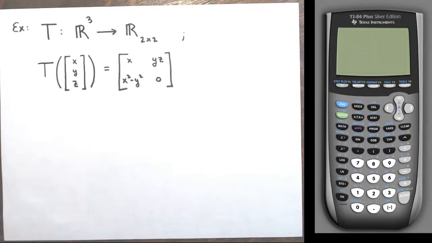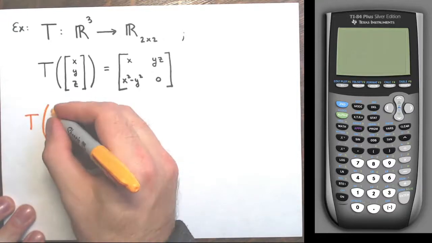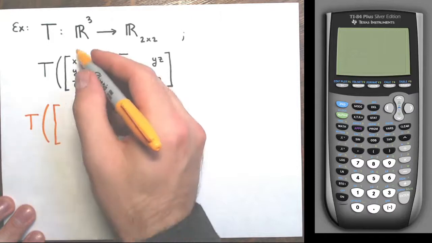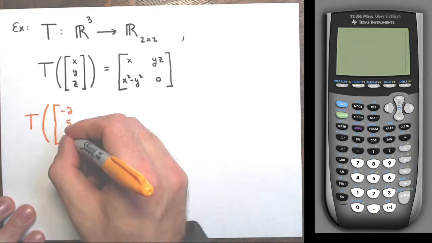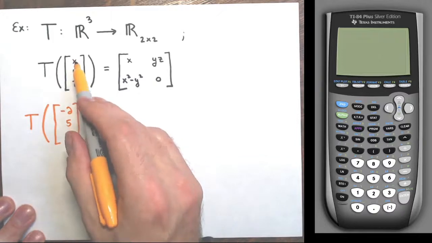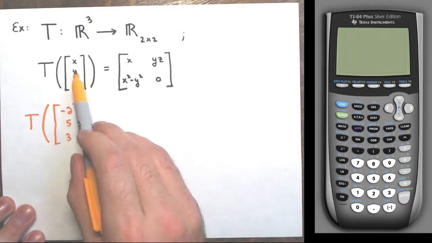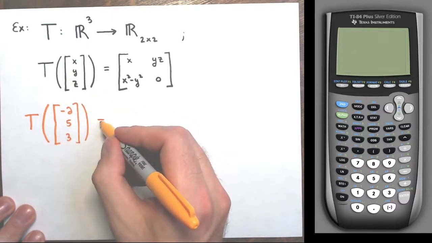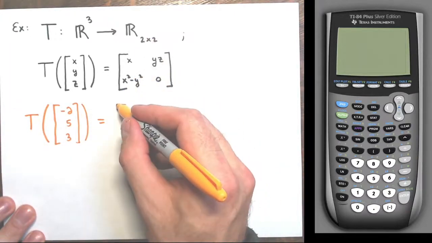Okay. So again, I'm just going to do one of these. I'm hoping you're getting this by now, but let's just evaluate. Let's find T of, how about taking the vector -2, 5, and 3 from R3? So I'm going through the rule here, just like any function really. We're replacing x with -2, y with 5, and z with 3. So the output is going to be again a 2 by 2 matrix. That's your codomain, the set of 2 by 2 matrices.